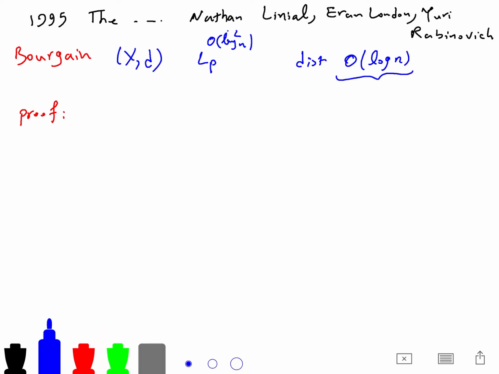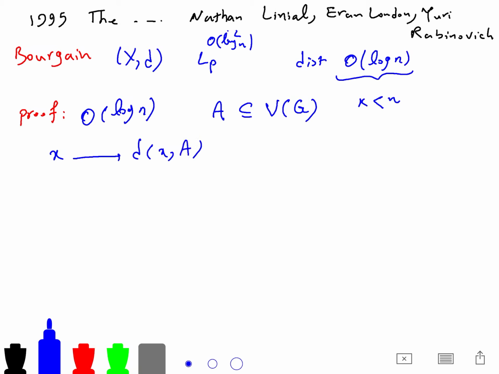So we randomly pick order of log n sets A from the vertices of your graph, with cardinality less than n, and we map, as we have done several times, to the distance to the set. So before proving that, I need to write some definitions.